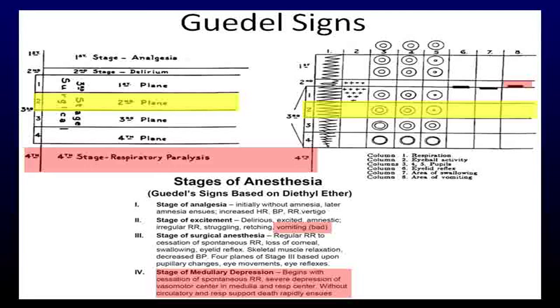And then you enter stage 3. Stage 3 was your good stage. And stage 3, plane 2, was your best stage. And so what happens? This is your eyeballs and your respirations. So you can see in the second stage how the respirations get erratic. The eyes start to move around and look around. Patient may grimace. They could vomit during this time.